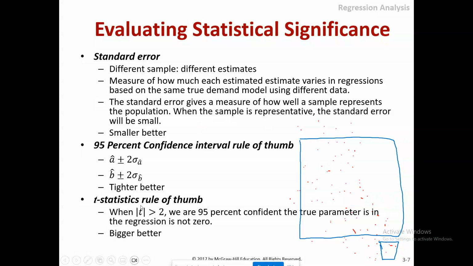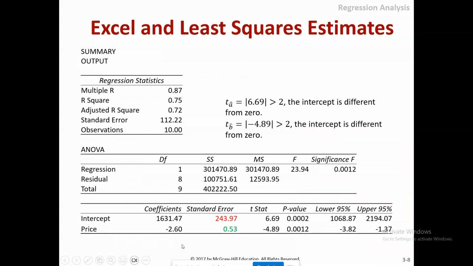Next one, the t statistic is very important. The t statistic measures the statistical significance of the estimated coefficients. Generally speaking, if the absolute value of t is larger than 2, we say the results are statistically significant. Of course, the bigger the better.